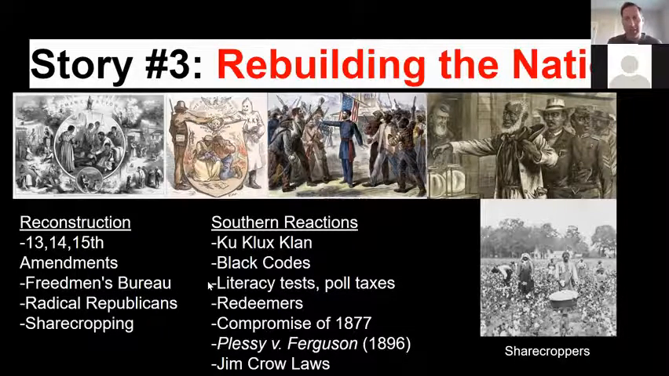The 13th Amendment abolishes slavery. The 14th Amendment is the Equal Protection Clause of our Constitution. It gives citizenship to African Americans, but it also guarantees every person equal protection under our laws. So the federal government is now becoming the protector of individual rights.